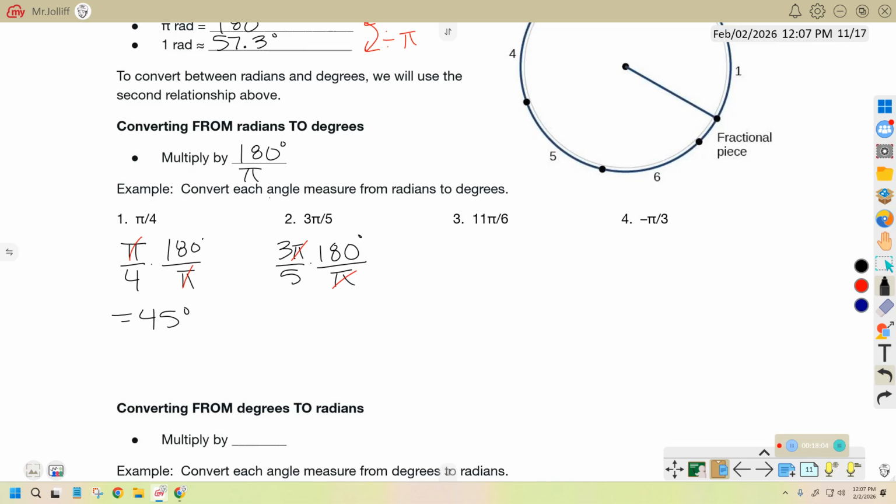And when you have an answer. Eunice has an answer. What'd you get? 108 degrees. Very good. That makes sense because I know 3 pi over 5 is bigger than pi over 2, which is the 90-degree marker, but it's smaller than pi, which is the 180 marker. So it should be somewhere between 90 and 180, and it is. Good. Knowing the unit circle can help.